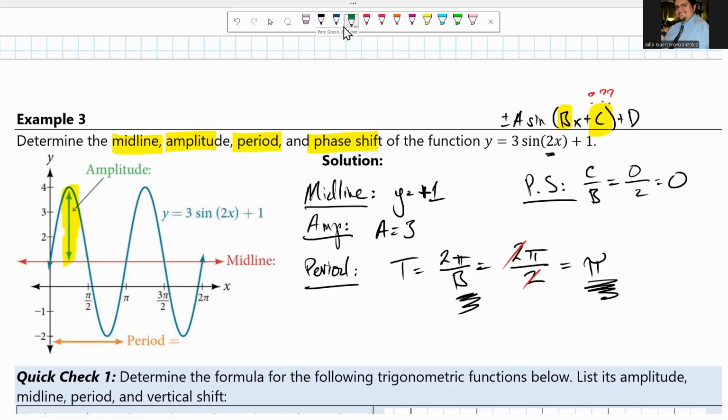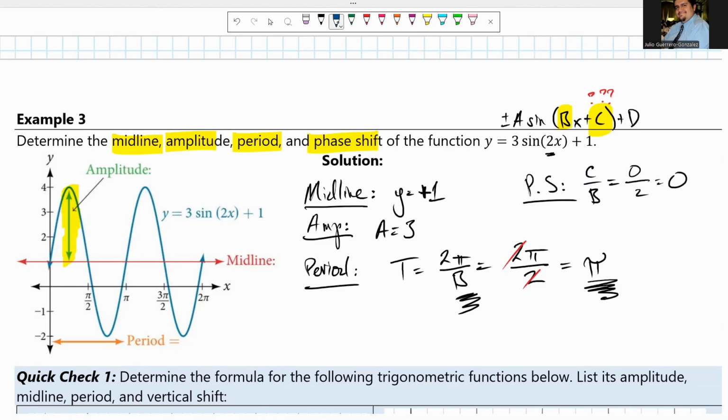Phase shift. Hopefully you guys see this. The graph starts right here, and it does one good old regular sine squiggle without moving. I didn't have to pick up my graph and move it left to right at all. Got it?